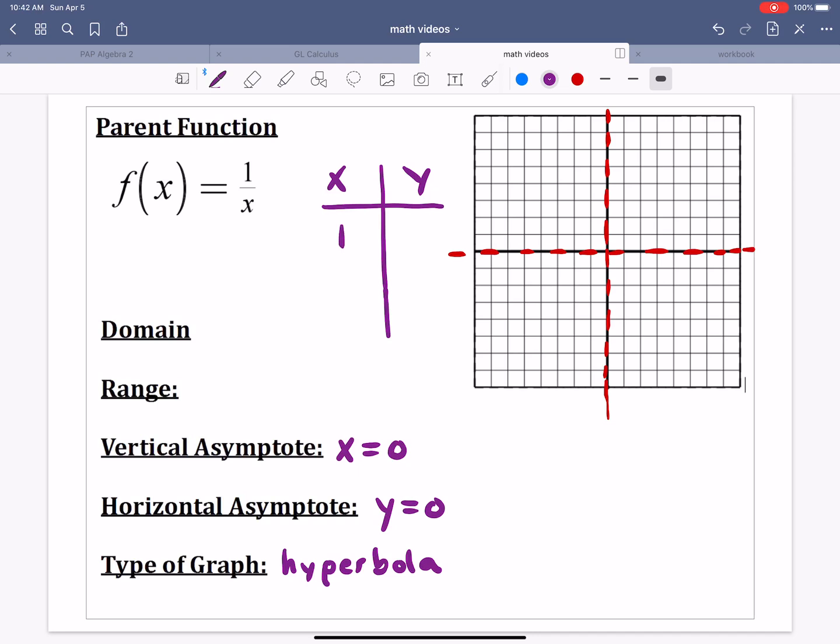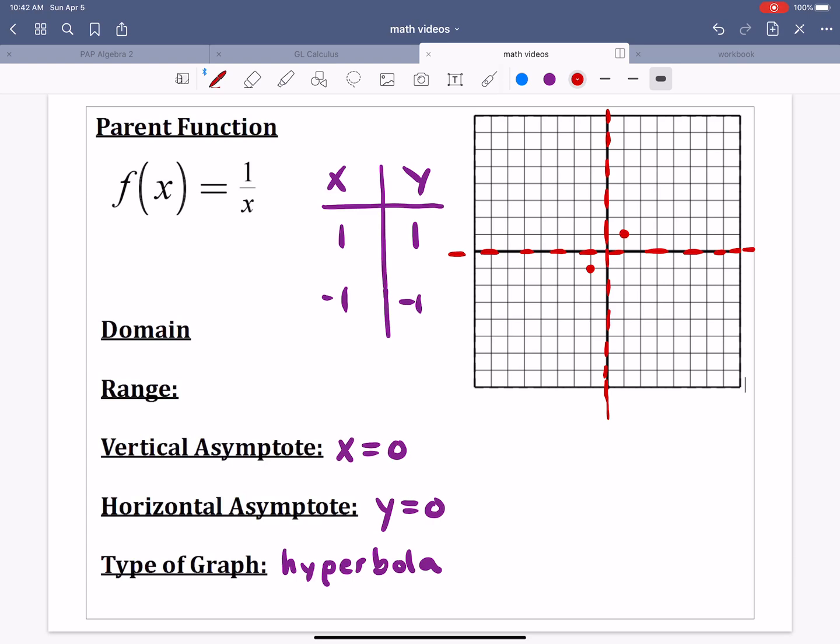When I do that, that's simple. 1 over 1 equals 1. So let's plot that point. (1, 1) is a point on the graph. Let's also maybe pick negative 1. When I plug negative 1 in for x, y equals negative 1. So I plot that point as well.